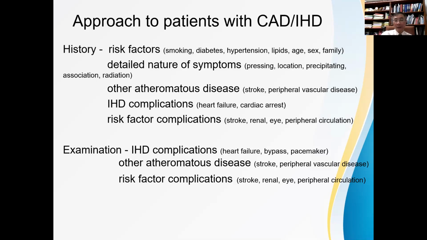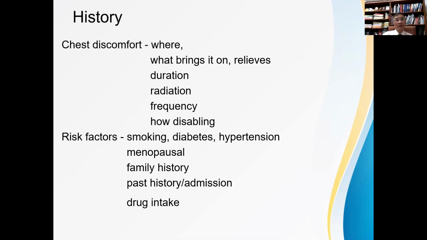Is there neurological abnormality on one side of the body? Look at the peripheral vascular disease signs, namely, are the pulses from the lower limbs felt? Look for the complications from risk factors, again, similarly, stroke, renal disease, eye disease, and peripheral circulation.